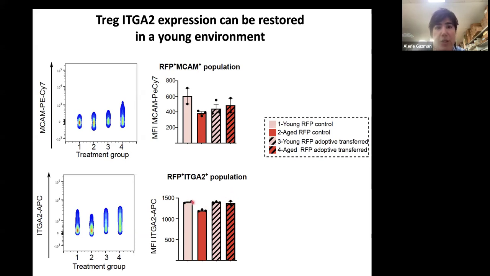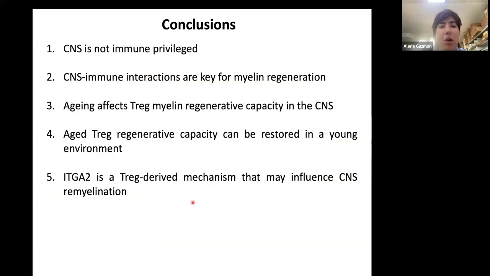So with this, I just want to go down to the conclusions, and hopefully we'll have some nice questions afterwards. So basically, one thing I wanted to establish in the seminar today, which I think is quite well established now, is that the CNS is not immune privileged. CNS immune interactions are key for many functions in the CNS, learning, memory, but also for myelin repair. So T cells are not only bad for myelin, they are also needed to regenerate myelin properly.